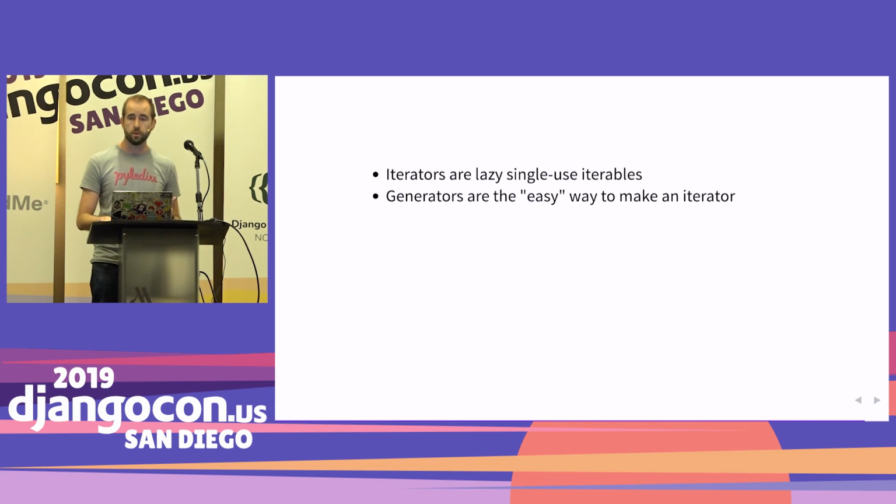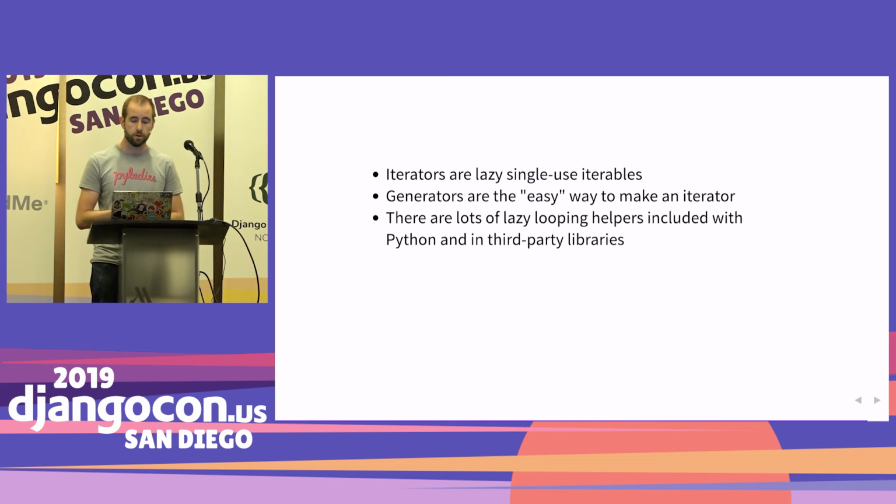So to recap, iterators lazily compute their next item as you loop over them. And the easiest way to make your own iterator is to make a generator. Though you often don't need to actually make your own iterator, because Python itself comes bundled with a lot of lazy looping tools built in, and third-party libraries have a lot of tools that you can use instead.